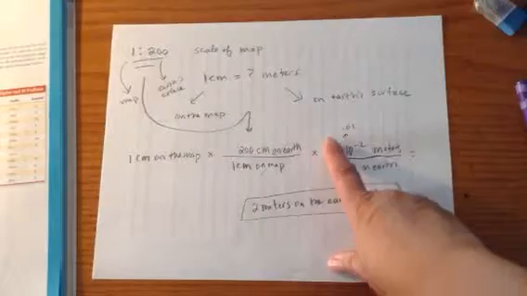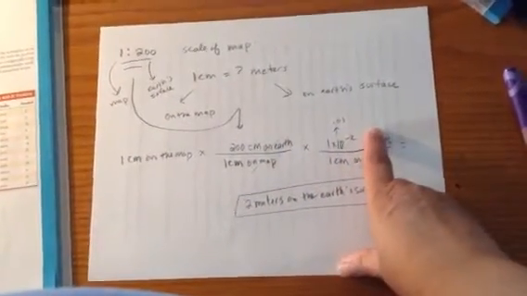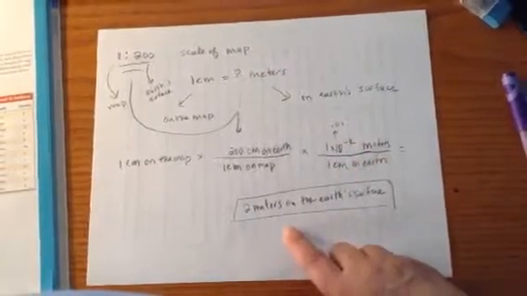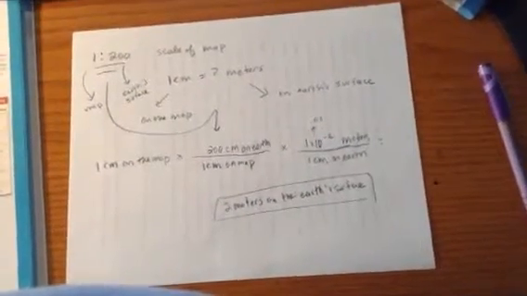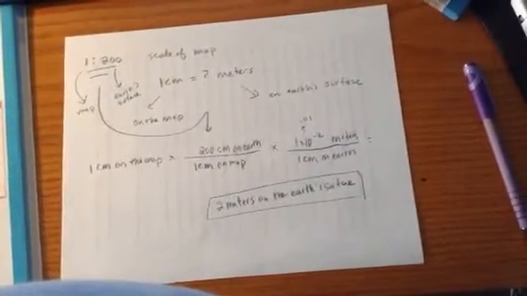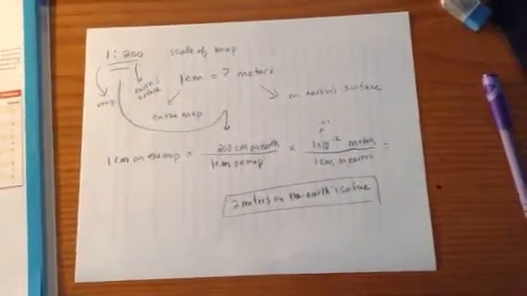And then we want to know how many meters, so now we have to convert the centimeters into meters. Okay? So it comes out to be 2 meters on the Earth's surface, if you do all the math. So what it's saying is 1 centimeter on the map represents 2 meters on the Earth's surface.